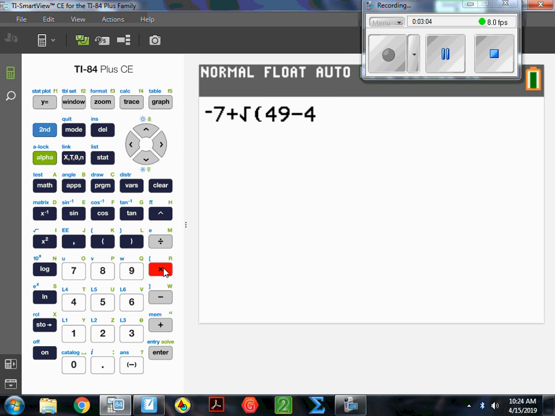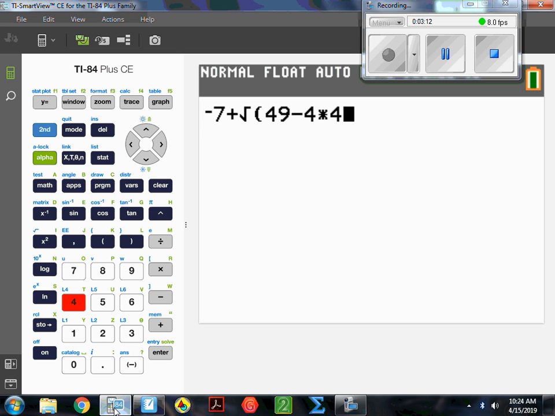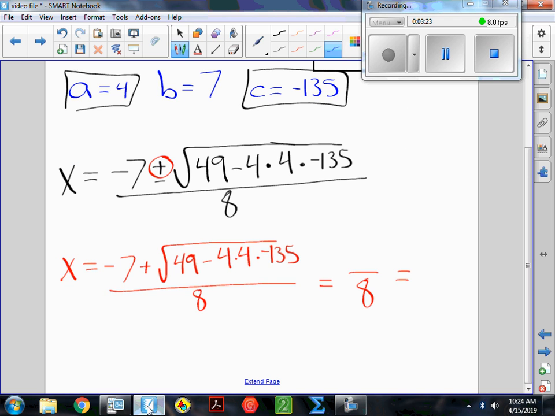Minus 4 times a. I believe a was 4. I'm going to double check. Yeah, a was 4, and c is negative 135. So b squared minus 4 times a times c, and then hit enter. That gives me 40. 40 divided by 8 then, if you need to use your calculator you can, but my answer is 5. So x equals 5 for the positive answer.